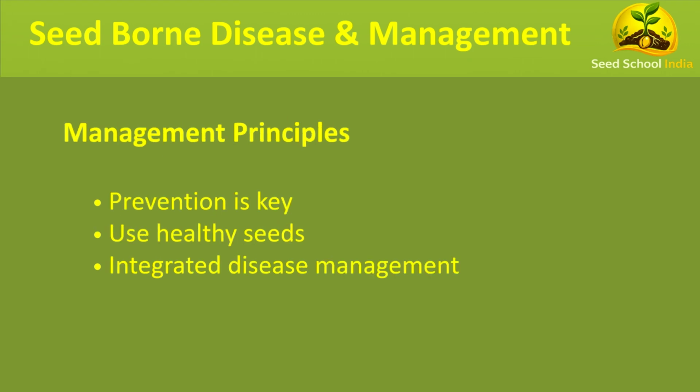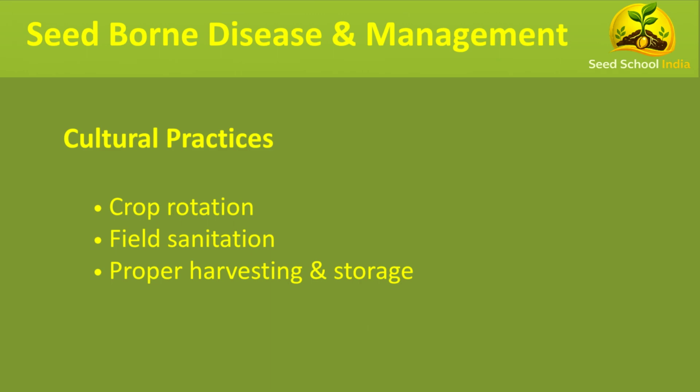The most effective way to manage seed-borne diseases is prevention. This includes using certified seeds, adopting integrated disease management practices, and ensuring proper storage and handling of seeds. Cultural practices such as crop rotation, field sanitation, and proper irrigation management help reduce disease incidence. Removing infected plant debris and using clean equipment also minimizes the spread of pathogens.